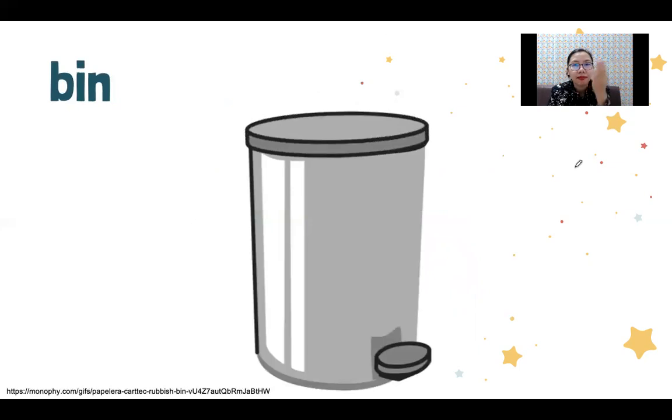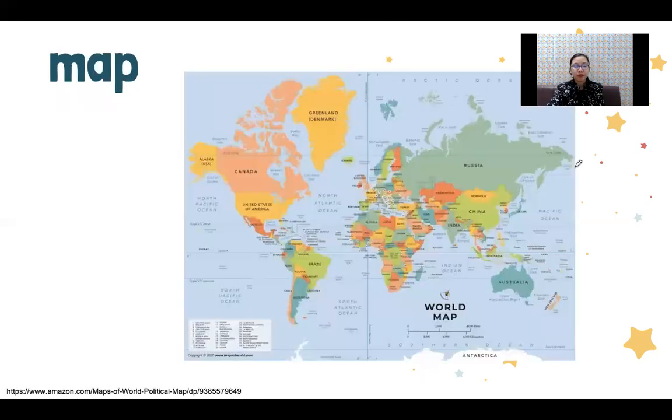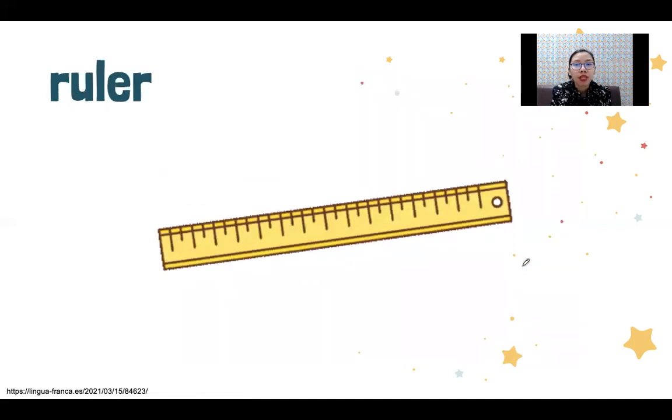Next one, bin. That is where we throw trash. Trash goes in the bin. Next, map. A map is where we can see or locate different countries. For example, where is Thailand? Can you see Thailand? This is where you look at different countries. Next, ruler. We use a ruler to measure things.